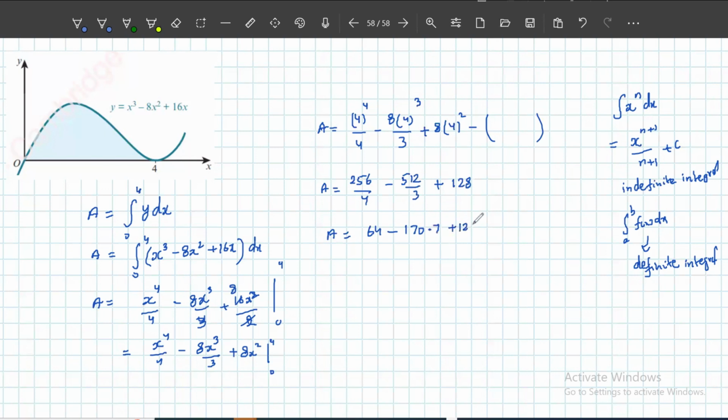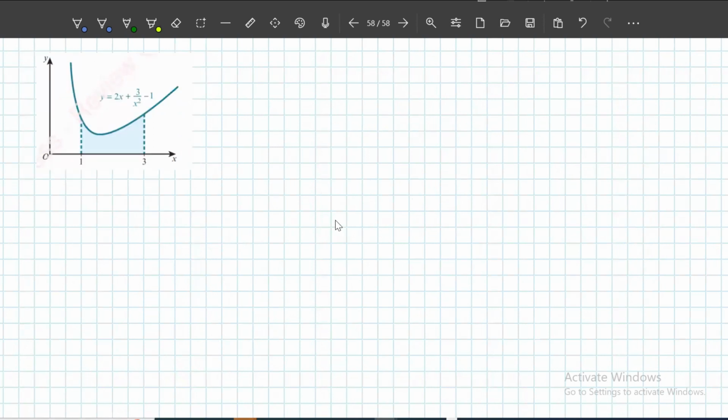170.7 plus 128/3, or you can say that it is 21 unit square. I hope it is clear. Yes, viewers, now we'll try one more question related to area under the curve. See how to simplify this question by using the concept of integration.